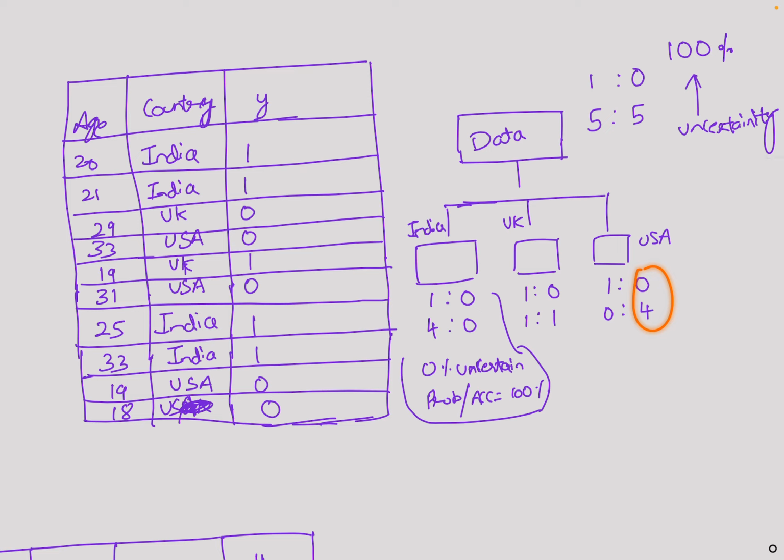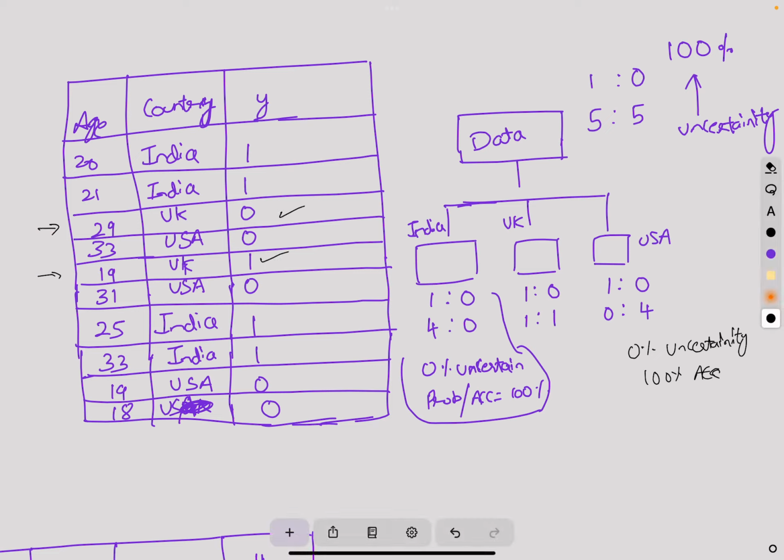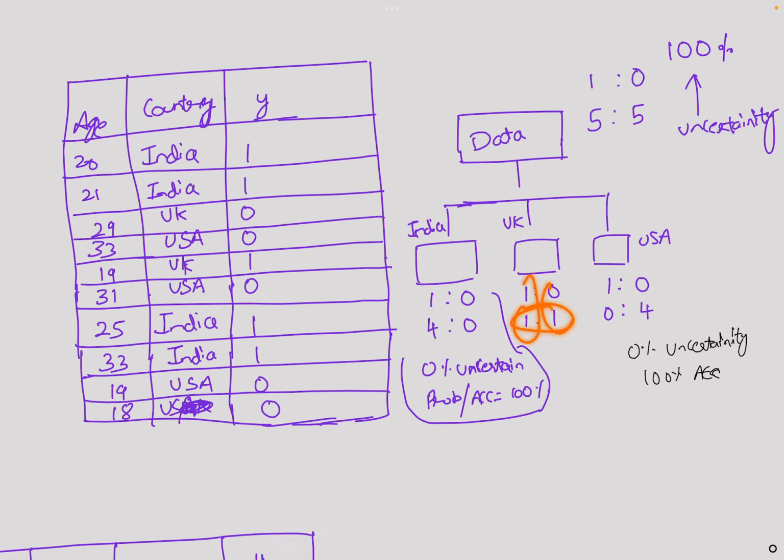So over here also I have got 0% uncertainty and 100% accuracy, obviously. And in case of UK, which is this record and also this record, I have one record belong to class 1 and one record belong to class 0, and hence I have total 2 records. One record belong to class 1, one record belong to class 0.